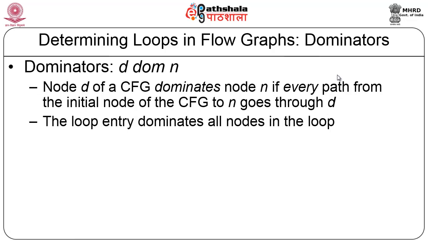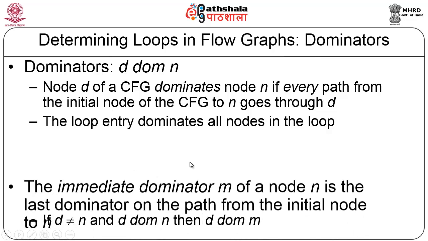Dominators are typically done for basic blocks, where it is denoted by D dominates N. Every node in a control flow graph, otherwise abbreviated as CFG, consists of a sequence of instructions. Every node corresponds to a basic block. Node D of a control flow graph dominates node N if every path from the initial node of the CFG to N goes through D. That is, I have to go through D necessarily to reach N. If that is my situation, I will call D a dominating node of N. The loop entry dominates all nodes in the loop, that is the understanding.